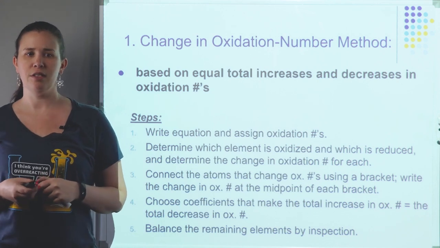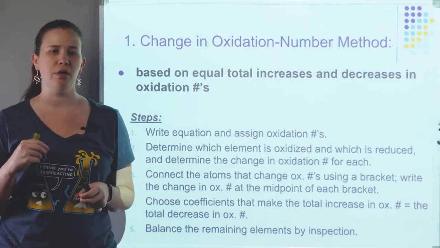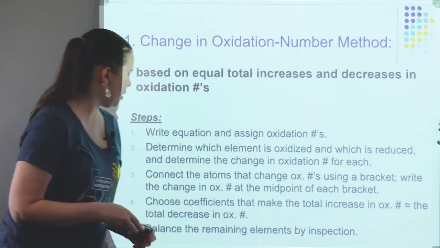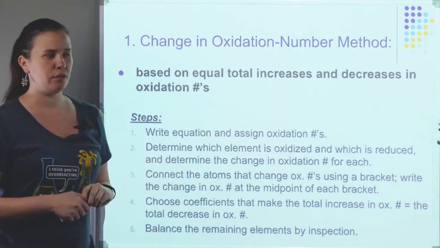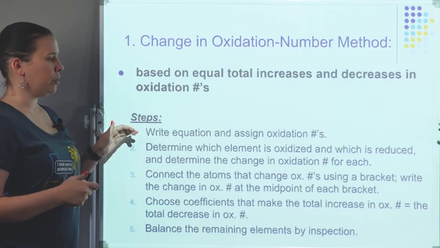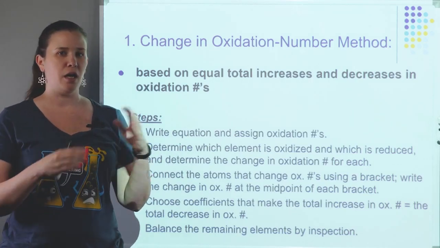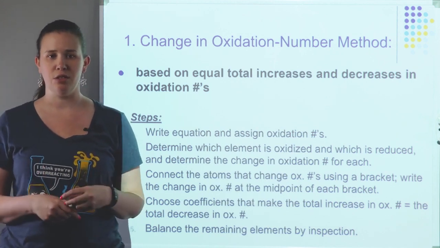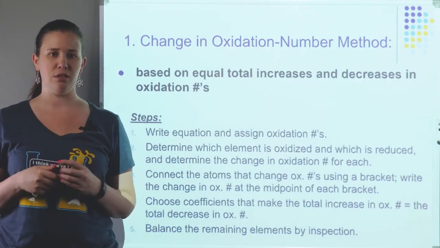So first, the change in oxidation number method is based on the principle that the total oxidation number increase must equal the total oxidation number decrease. We already know how to do these first couple of steps. When we write the equation, we assign the oxidation number for every single element by following the rules for each compound. Then we determine which element is oxidized and which is reduced. Oxidation is loss, so I'd be looking for the loss of electrons or an increase in oxidation number, and reduction is gain, so I'd be looking for a gain of electrons or a decrease in oxidation number.